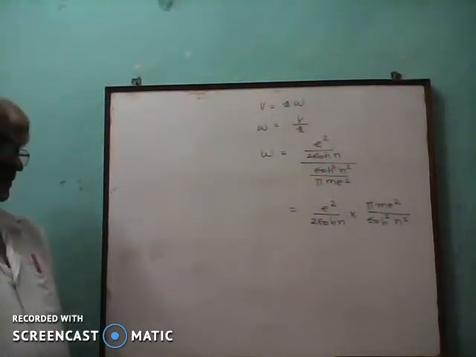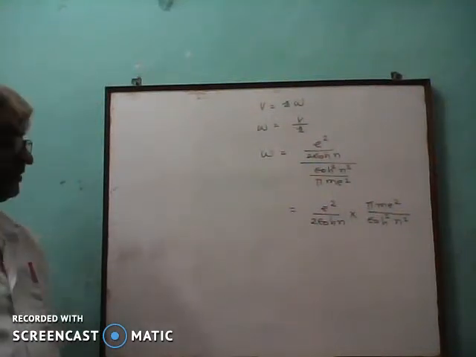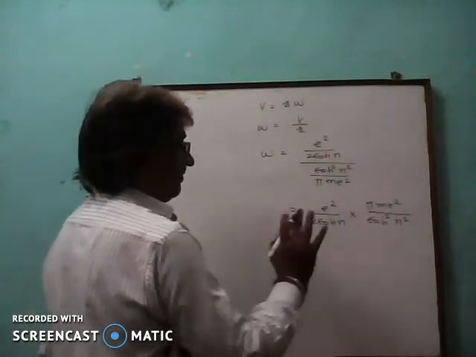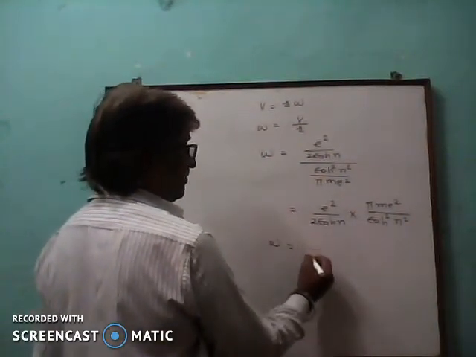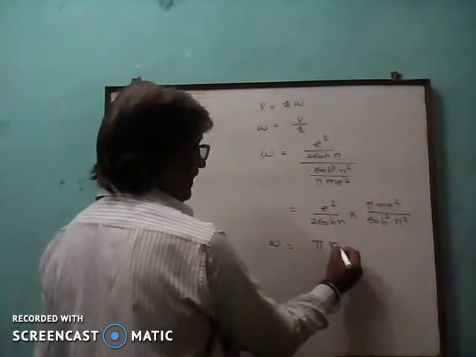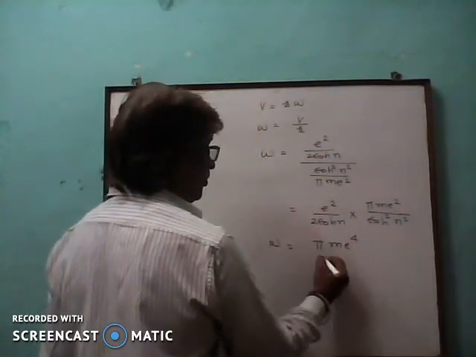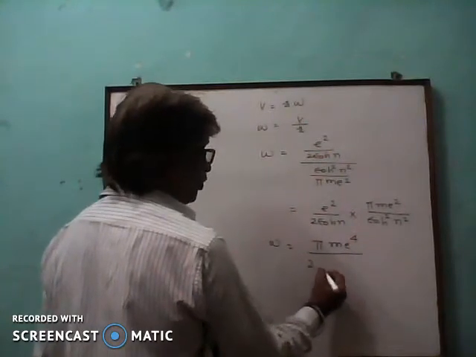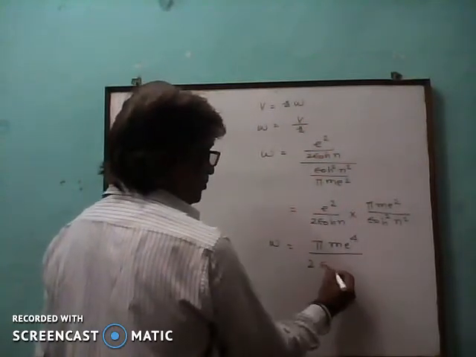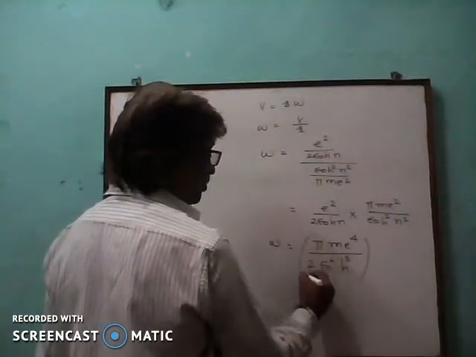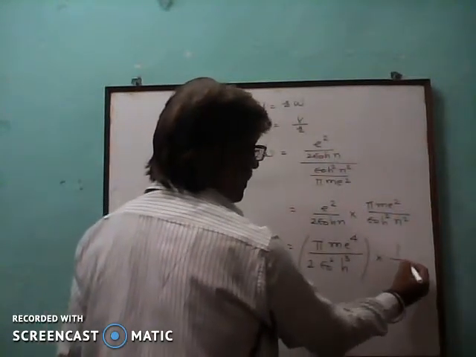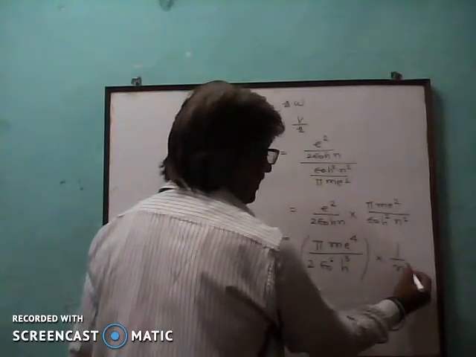If we see carefully, no term can be cancelled. So here, rearrange the terms. Omega is equal to pi m e raised to 4 upon 2 epsilon 0 square h cube into 1 upon n cube.